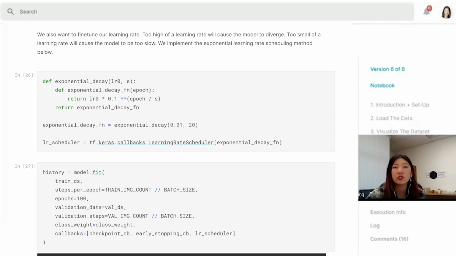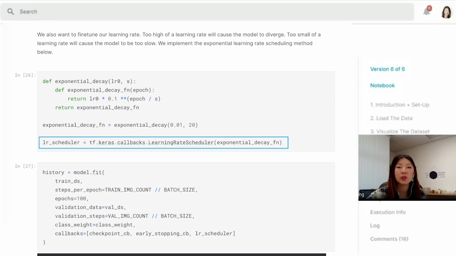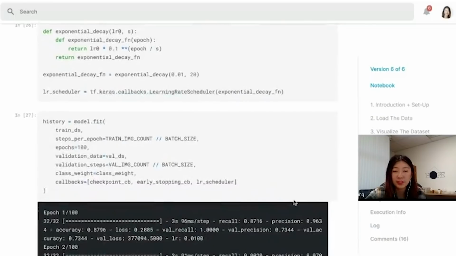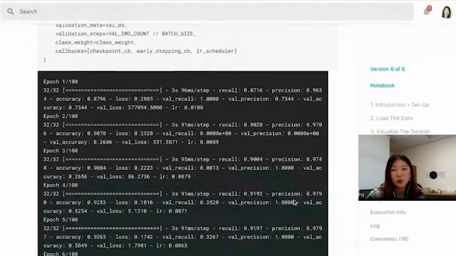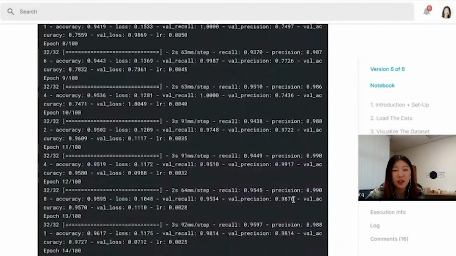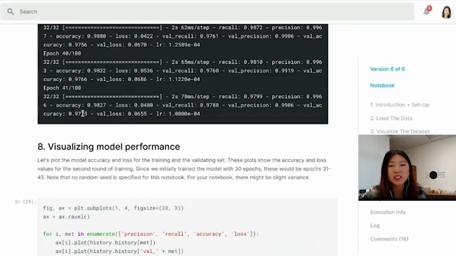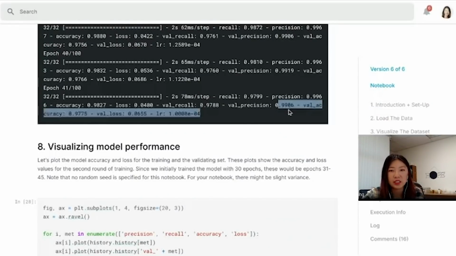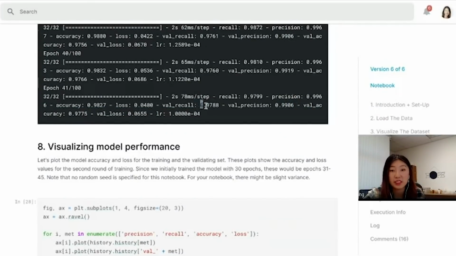A common way to deal with that situation is to use a learning rate scheduler. What this does is change the learning rate after each epoch. We're going to be using an exponential decay function so that after each epoch, the learning rate will decrease, but by a smaller amount each time. By doing that and training the model again, we can get an accuracy on our validation data of 97%. Precision is 99%, and recall is 97%.